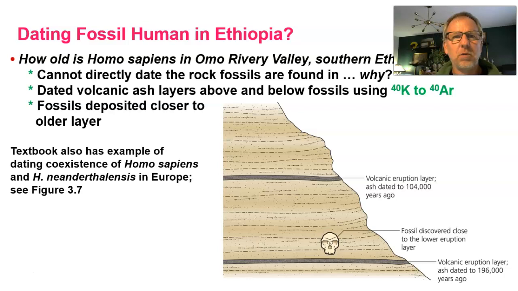So this fossil was found in the Omo River Valley in southern Ethiopia, on the surface of the ground or digging in a hillside. And so we're left to ask, well, how old is this Homo sapiens fossil? As I've talked about, we can't directly date the rocks that the fossils are found in. The reason is that fossils are found in sedimentary rock formed from sediments of mud and sand particles packing together, and those sediments are from many, many different ages of rock. So that's not going to work well.